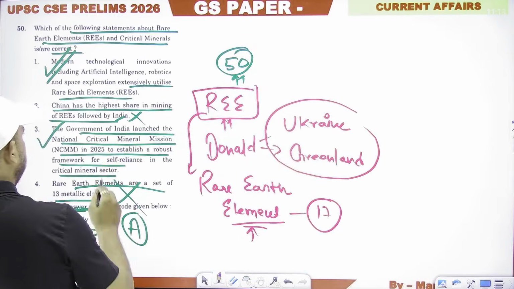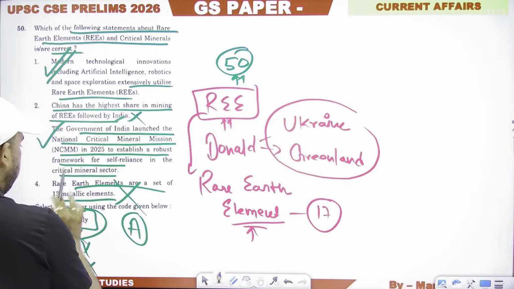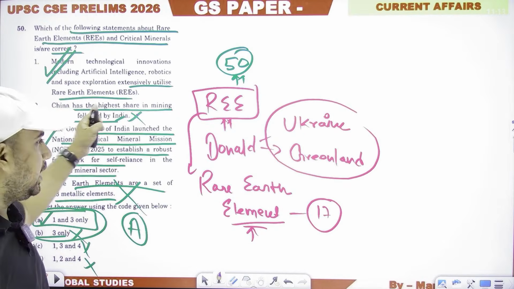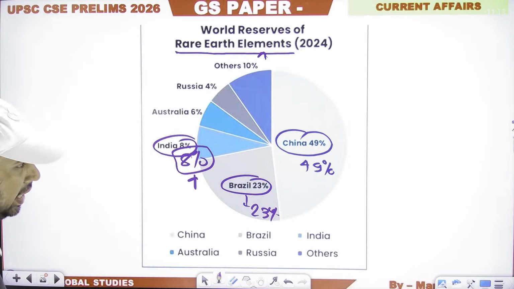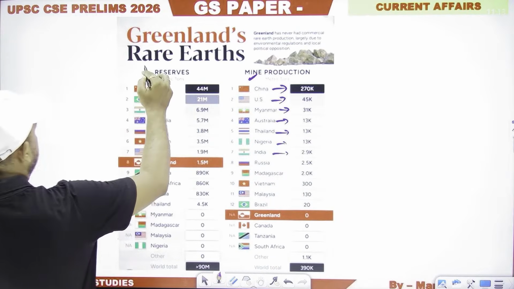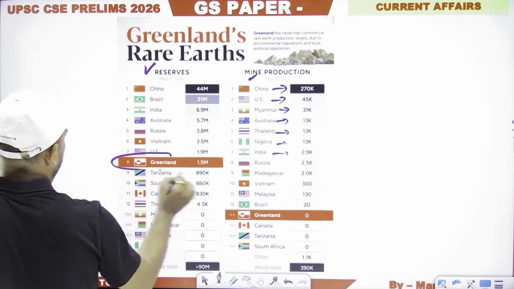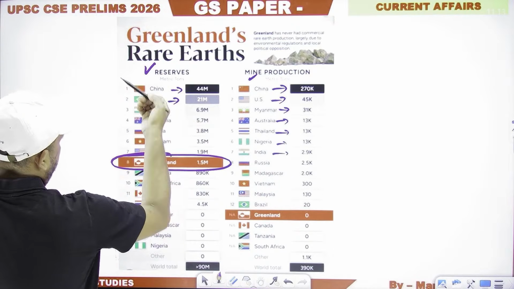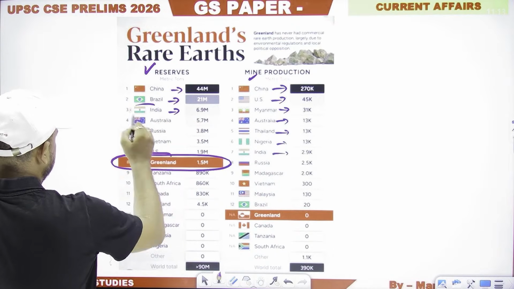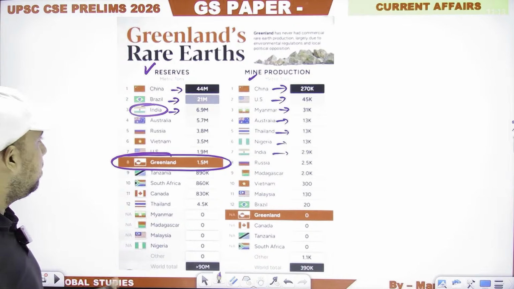That's why this option is absolutely wrong. So the second statement is wrong because China is the global player in mining production, but mining and reserves are always different. Like Greenland's rare earth elements have 1.5 million reserves. China has the most reserves, followed by Brazil, and then India is in third position on the basis of reserves.